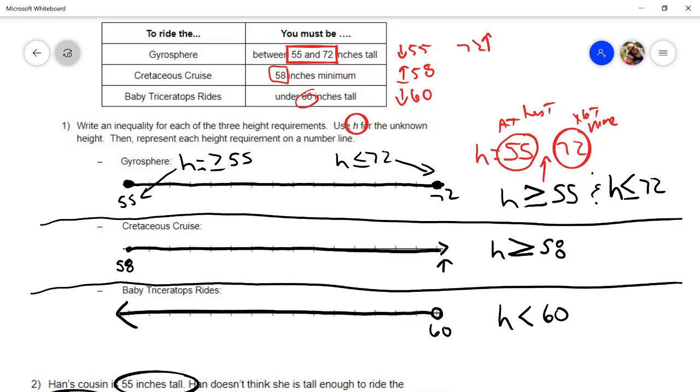So we could go back and we could change that. Okay? I could do an open circle here. I could do an open circle here. And I would remove my equal symbol here. So, between 55 and 72.